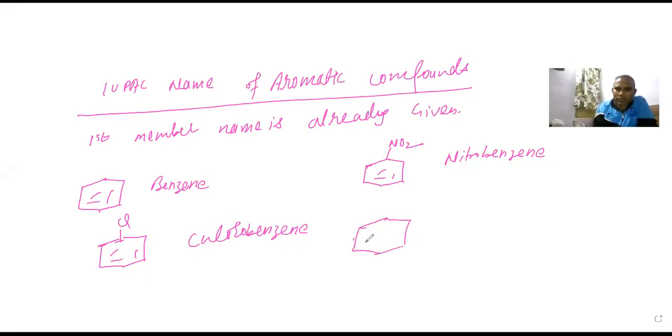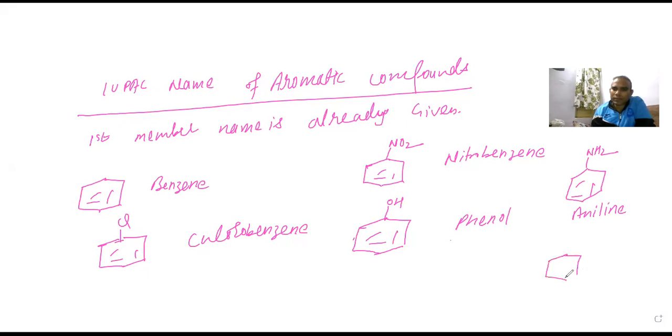If the OH group is here, just one, phenol. If another group is there, NH2, its name, as I told you yesterday, is aniline, right? If COOH is there, that is what is known as benzoic acid. They are the first members, so we need to memorize their names.